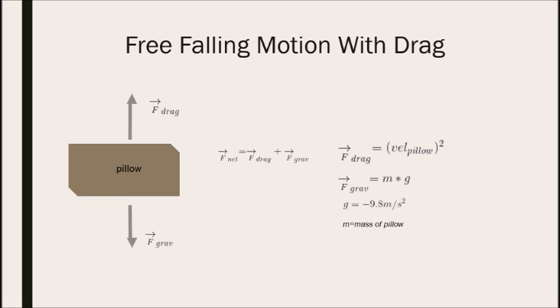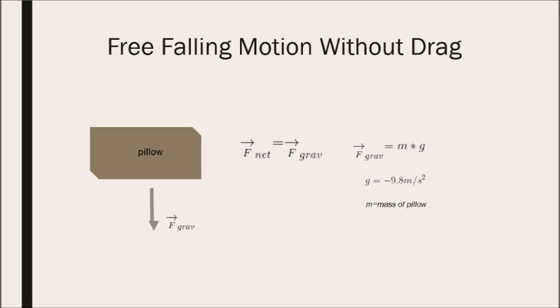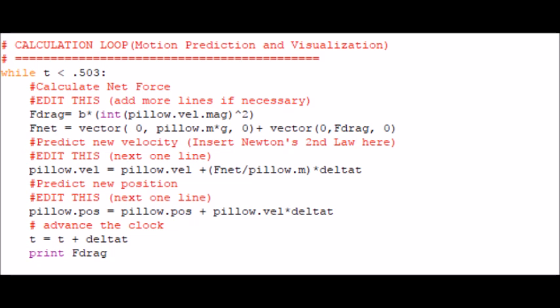To determine F net, as shown here, we illustrate the scenario with a diagram. We can then calculate that the net force, or the total amount of force on the pillow, is equal to the gravitational force plus the drag force. Then we can compute the net force, neglecting the impact of drag, as shown here. Using our code in VPython to represent these relationships as equations, we can calculate the model position data.